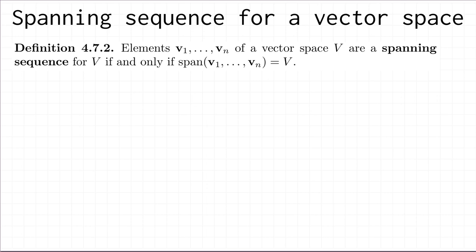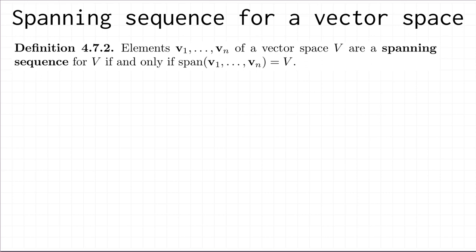At the end of our examples of spans, we noticed that if you took the vectors v1 is the vector (1, 0), and v2 is the vector (0, 1) inside R squared, then their span was the whole of R squared. And that property has a name. It's called the property of being a spanning sequence.